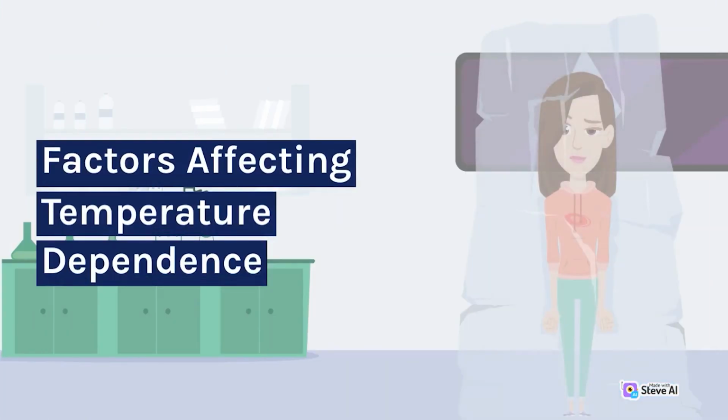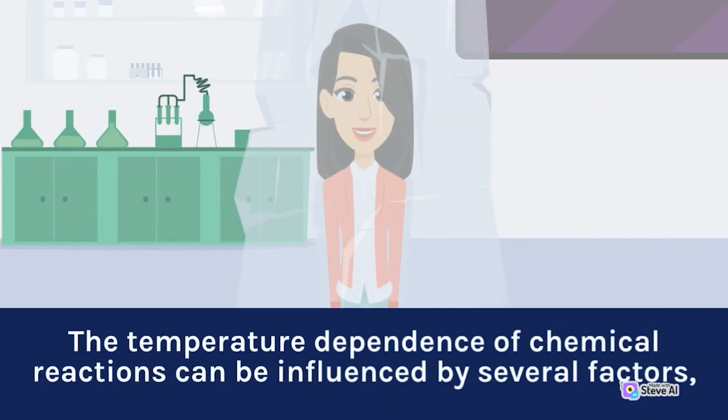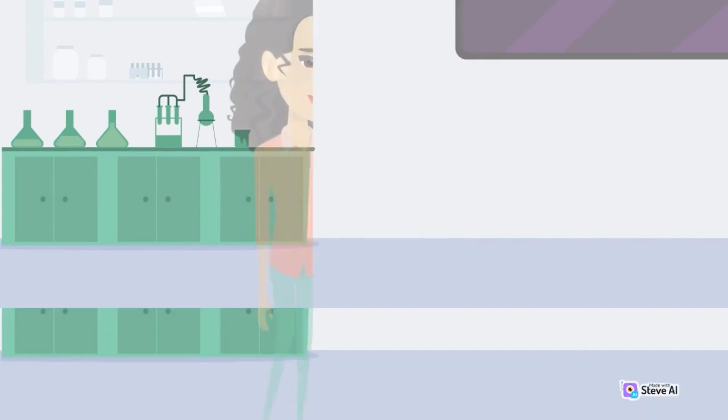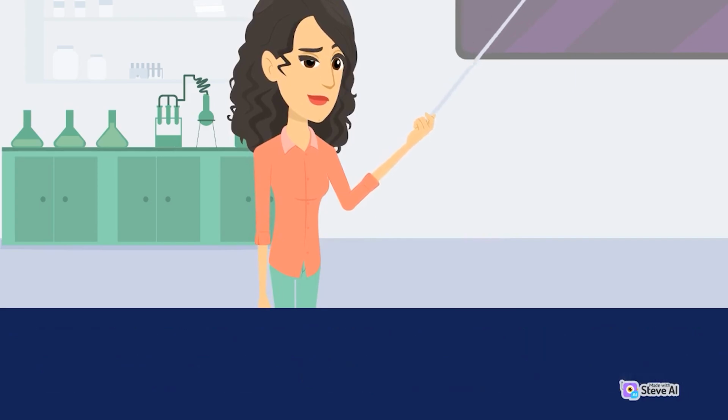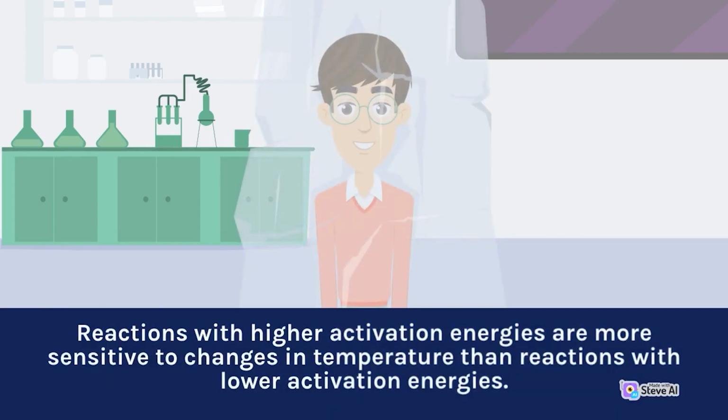Factors affecting temperature dependence. The temperature dependence of chemical reactions can be influenced by several factors, including the activation energy, the reaction mechanism, and the presence of catalysts. Reactions with higher activation energies are more sensitive to changes in temperature than reactions with lower activation energies.